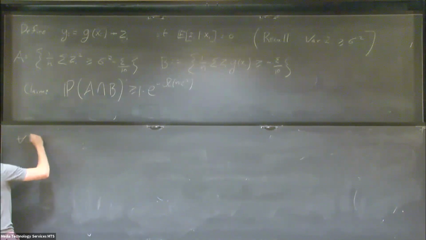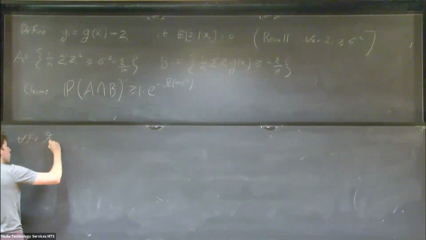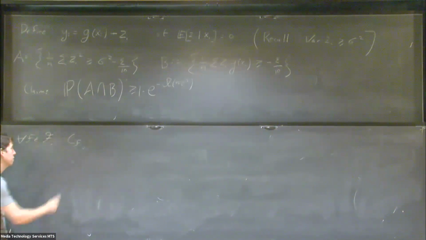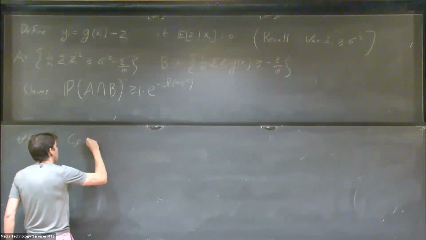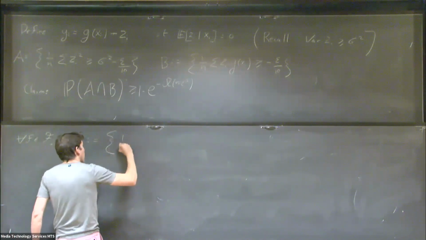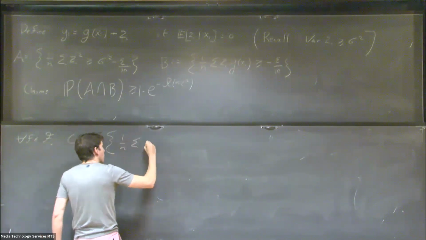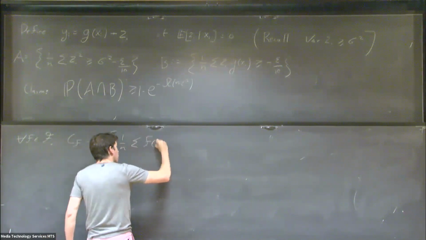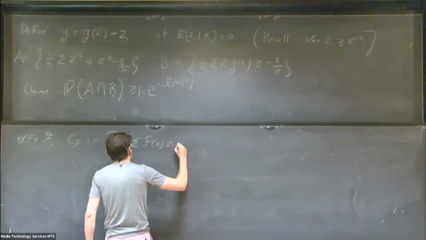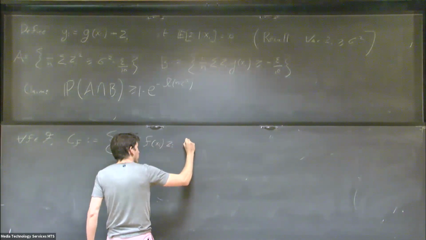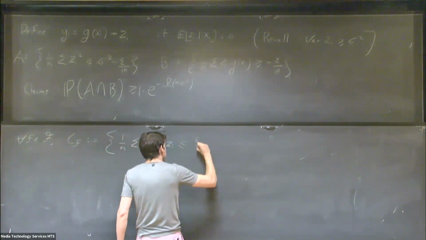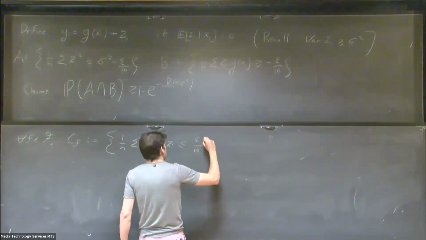Now, for every f in our family of functions, let's define the event C sub f associated with f as the event that the correlation between f of xi and zi is at most epsilon over 10.